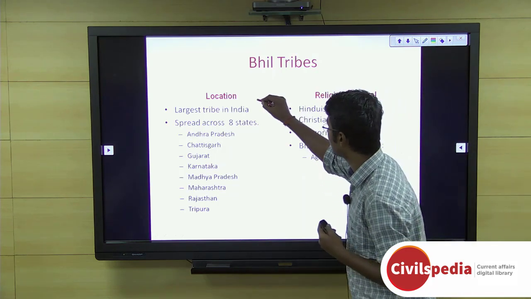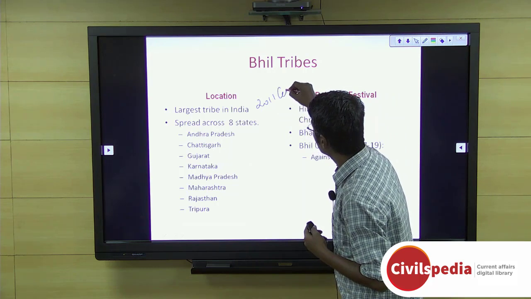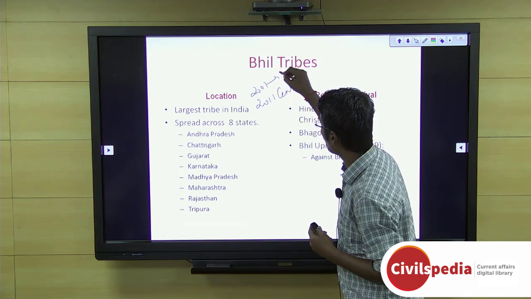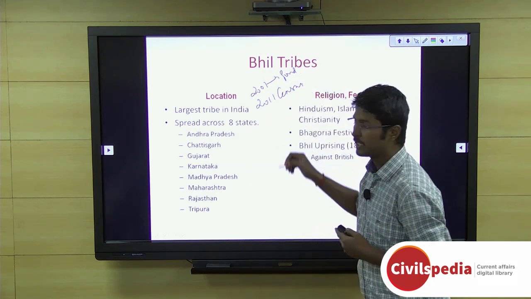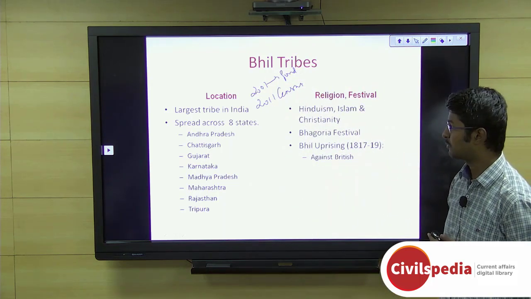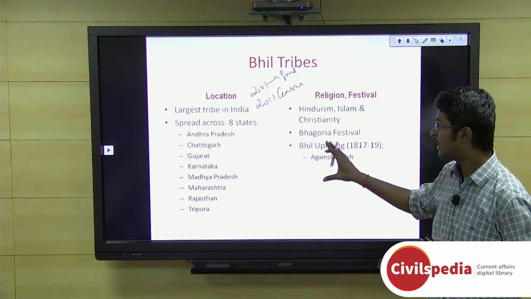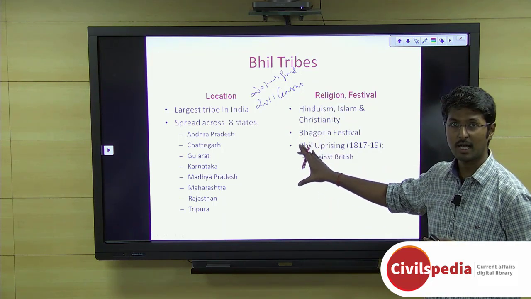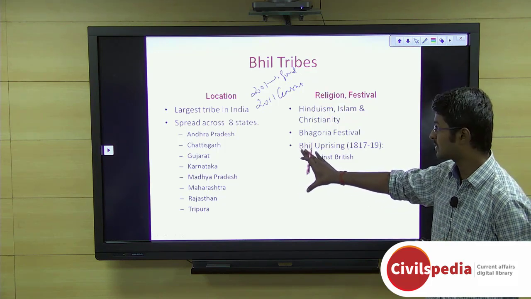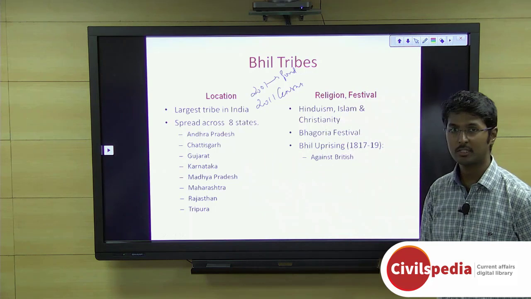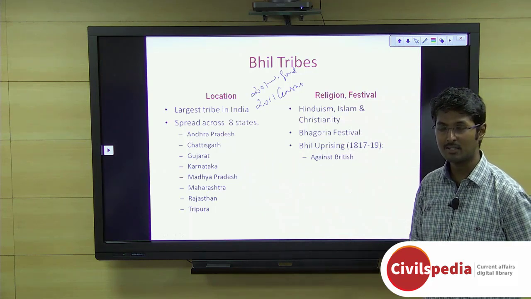With regards to the Bhil tribes, they are now the largest tribal population in India as per the 2011 census. In 2001, they were the second largest, just behind the Gond tribes. But now, in 2011, they are the largest tribal population. They are spread across more than 8 states, and are notified as scheduled tribes in these 8 states. They are Andhra Pradesh, Chhattisgarh, Gujarat, Karnataka, Madhya Pradesh, Maharashtra, Rajasthan and Tripura.